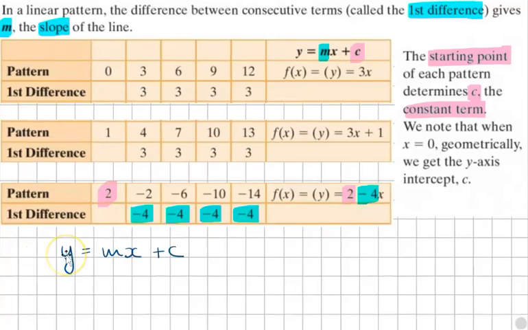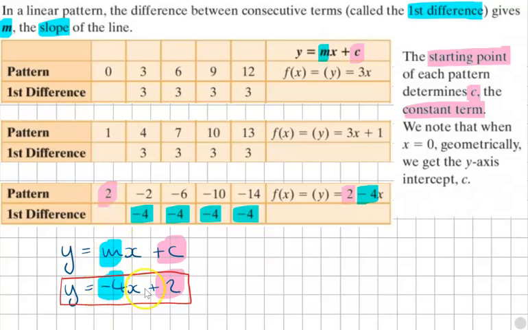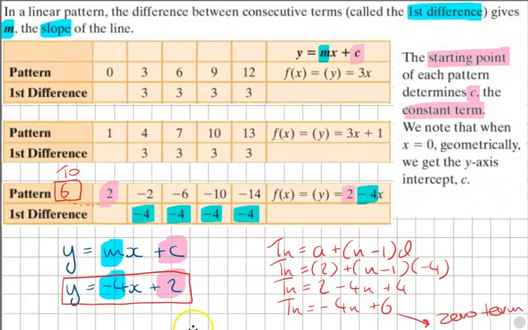So our equation of a straight line is y equals mx plus c. We replace the m with minus 4, and we replace the c with 2. So 2 is your y-intercept. So remember, this is the name of your line. This is the equation of the line, or the name of your function. But if you wanted to come up with the nth term, which is obviously different, you can use your nth term formula, replacing the a with 2 and the d with minus 4, and you end up with Tn equals minus 4n plus 6.